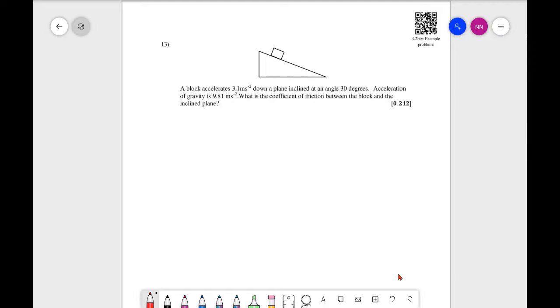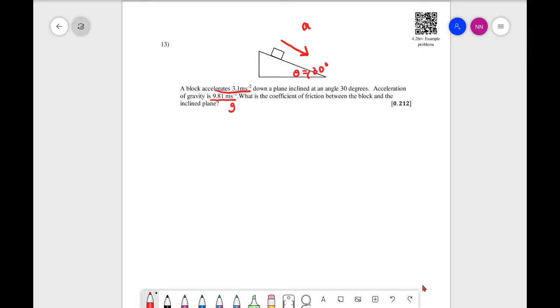Number 13, a block accelerates 3.1 meters per second squared down a plane inclined at an angle of 30 degrees. So this is theta, 30 degrees. Acceleration of gravity is 9.81. This is the g.